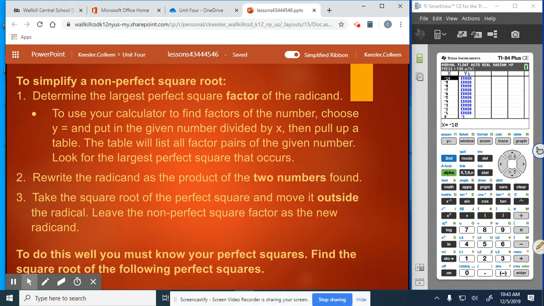Second, you're going to rewrite the radicand as the product of the two numbers found. Third, you're going to take the square root of the perfect square and move it outside the radical. Leave the non-perfect square factor as the new radicand.